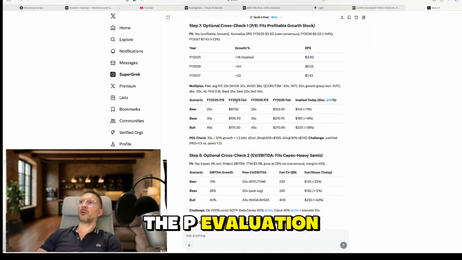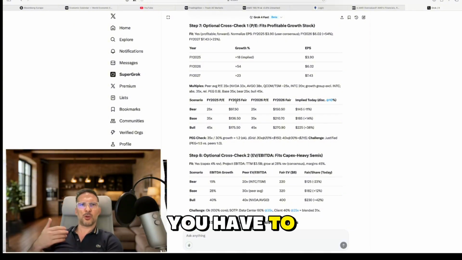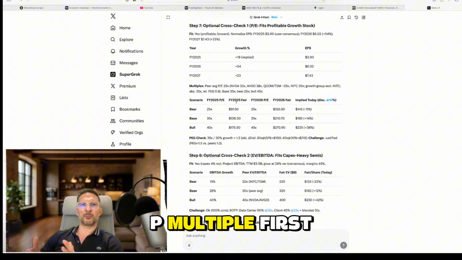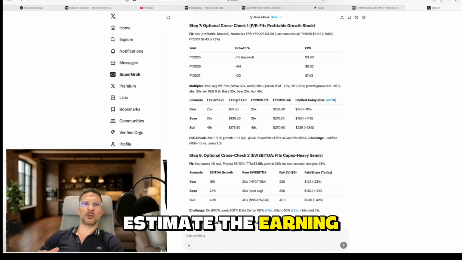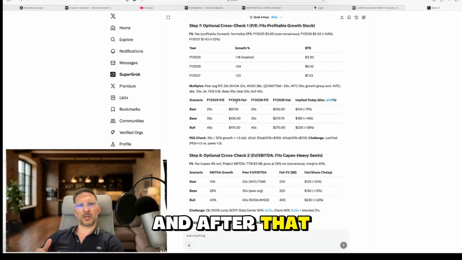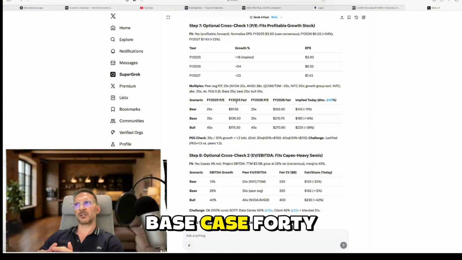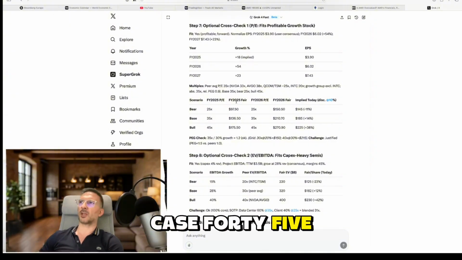Now you take the PE valuation method. You have to have a bear case, bull case, and base case for the PE multiple. First of all, you need to estimate the earnings per share for each single year, and after that you have to have the PE valuation estimate. So you have the bear case 25 times, base case 35 times, and the bull case 45 times.